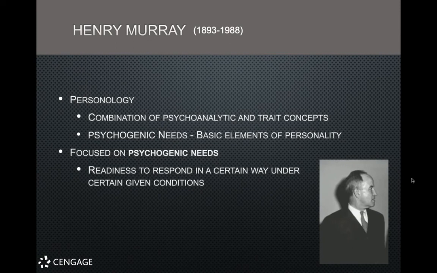Now, the next personality trait theorist we're going to talk about is Henry Murray. Henry Murray was quite an extravagant human being. He earned his bachelor's degree in history in 1915, followed by a medical degree from Columbia in 1919. He went to Cambridge University, England, where he earned a doctorate in biochemistry in 1927.